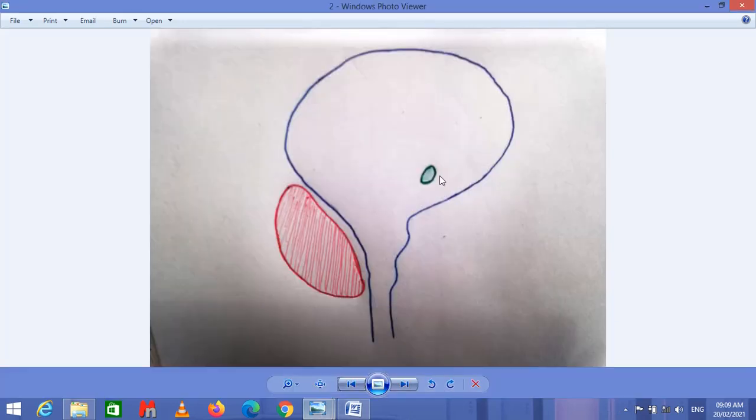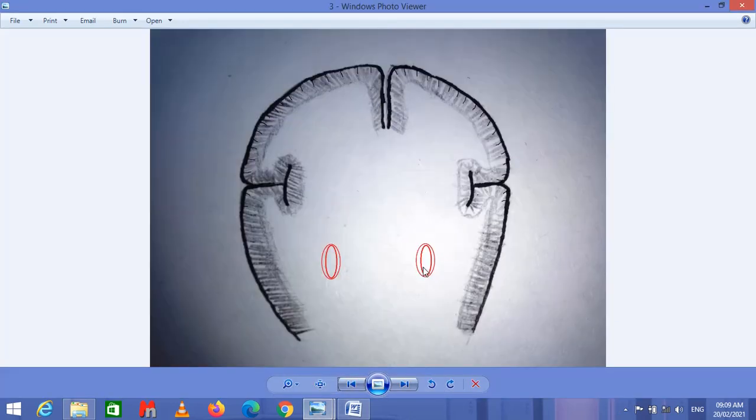So this is the amygdala, and this amygdala is located over here. This is the frontal plane of the brain, and over here in the temporal lobe, in the middle area of the temporal lobe, this amygdala is located.